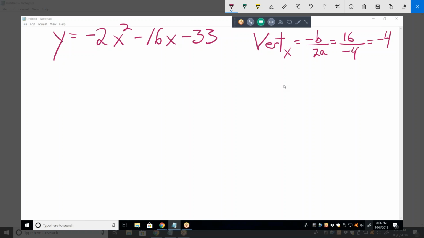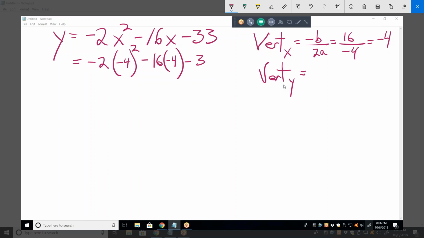That's the x-coordinate of the vertex. What's the y-coordinate of the vertex? Always the next step. So y equals 2 times negative 4 squared minus 16 times 4 minus 33. This is where you really have to be careful about not dropping negative signs, because there are 5 negative signs. They did that on purpose, just because they wanted to give you a problem with 5 negative signs involved.